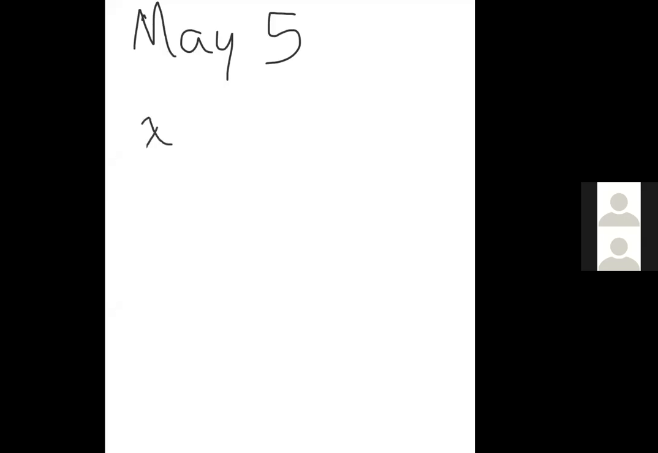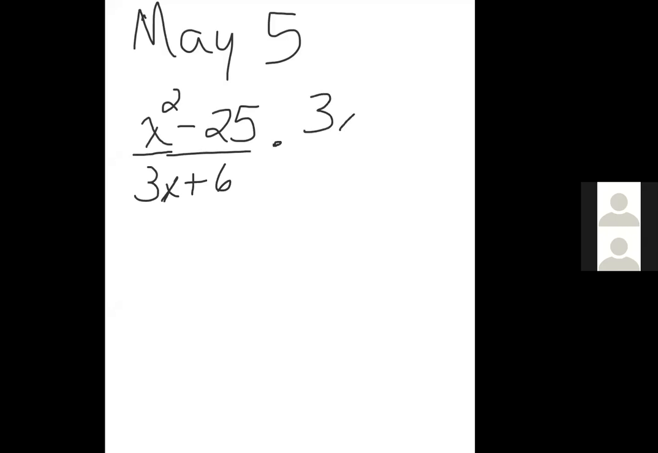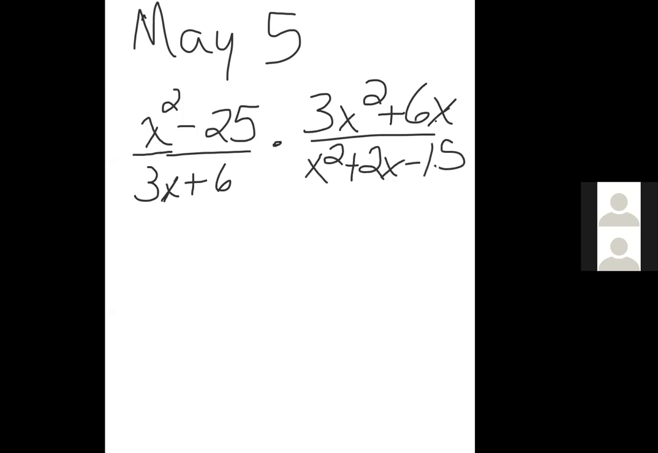The first one is x squared minus 25 over 3x plus 6, and that is going to be times 3x squared plus 6x all over x squared plus 2x minus 15. So this problem is non-stop fun. We have 4 different things we have to factor.